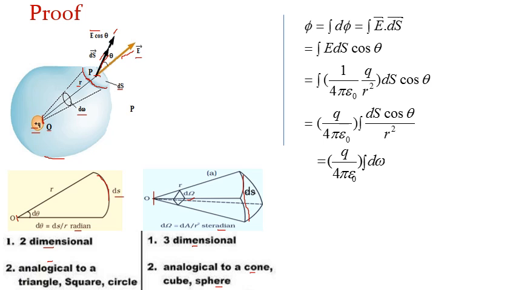Now the mathematical steps are very simple. This total flux is the integral of E ds cos theta. Further, E is replaced by 1 upon 4 pi epsilon 0 times q upon r square. The remaining is as it is. Next, q upon 4 pi epsilon 0 is taken out of the integral sign. So we have the integral of ds cos theta upon r square, and this is called the solid angle, denoted by d omega.